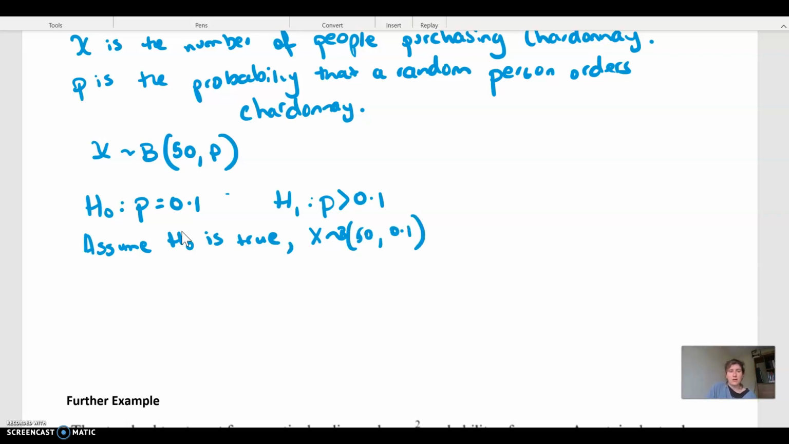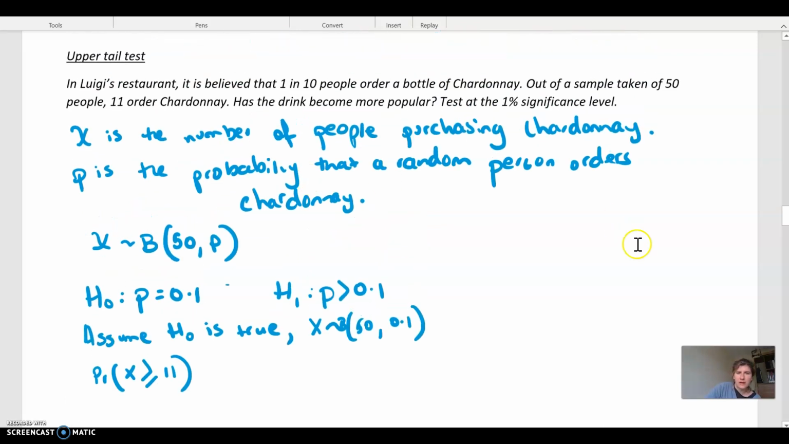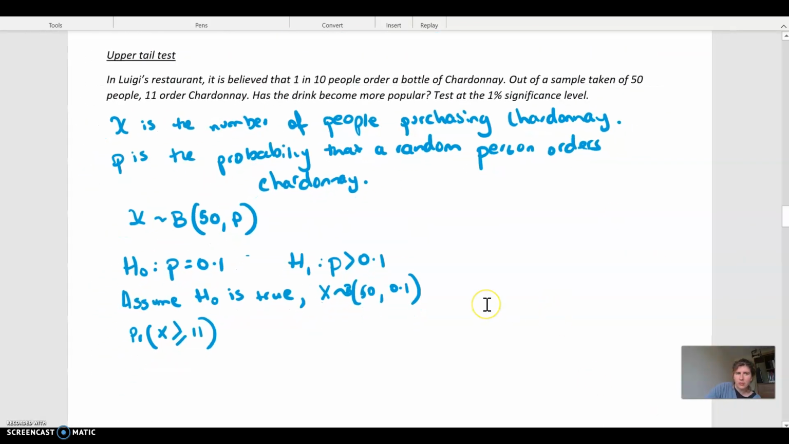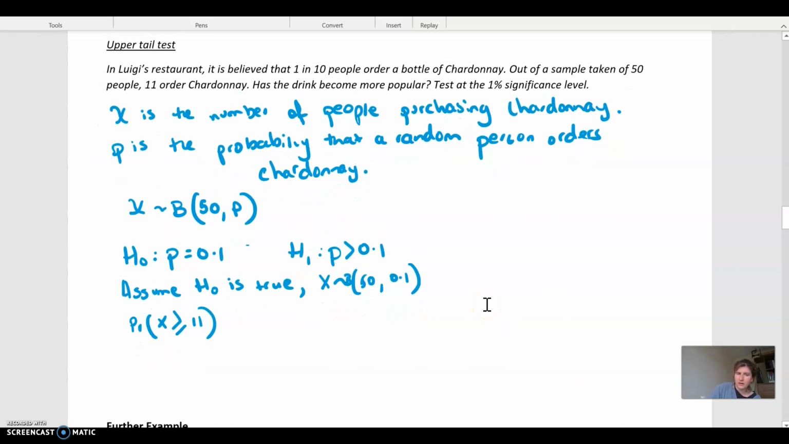We then do that calculation. Now in this case, because we're looking at an upper tail test, because our probability is greater than 0.1, we're looking at the probability where X is greater than or equal to 11, because we found that 11 out of the 50 people order Chardonnay. Now remembering that our calculator can't do greater than probabilities, what we're looking at here is actually 1 minus the probability that X is less than or equal to 10. So we calculate that.